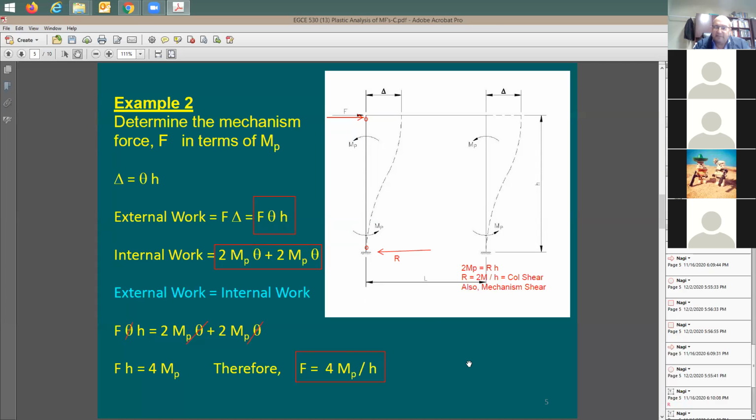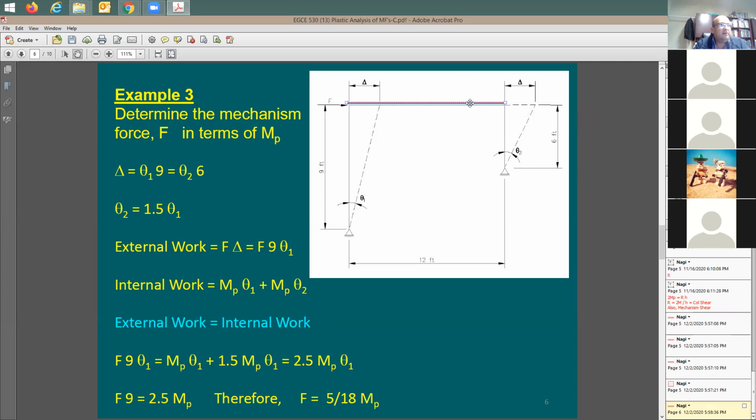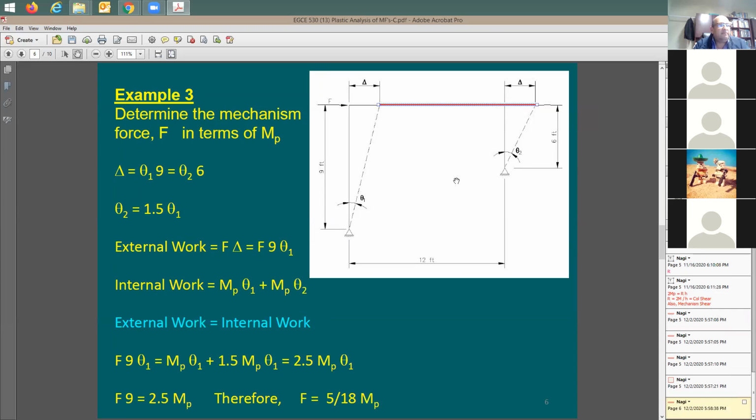Let's push it a little bit. So now I'm changing here the column height. You push the moment frame with this force F. This column height is 9 feet, and this column height here is 6 feet. The top displacement is going to be the same because this beam here is rigid, right? Here's the beam length. You push it, it's going to get moved here. Same length. So this amount of displacement is going to be the same as this amount of displacement.